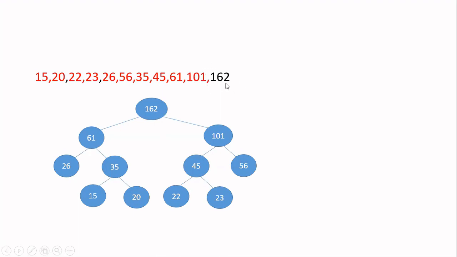Now in the min heap we have only one node. When we have only one node, we have to stop our process. That means that we have successfully converted the given data into a Huffman tree.